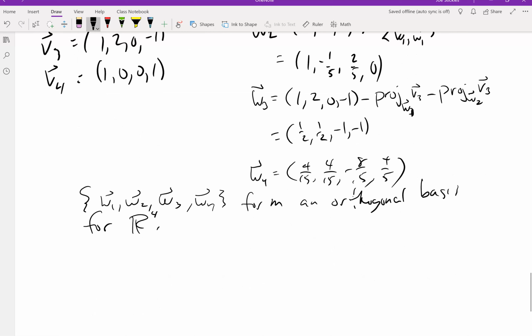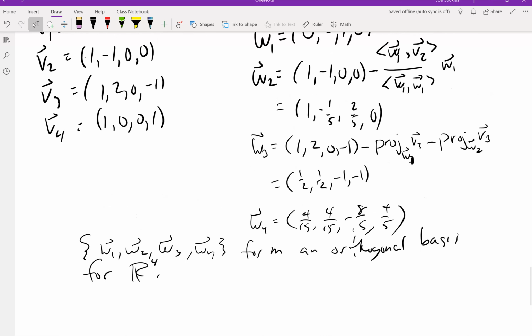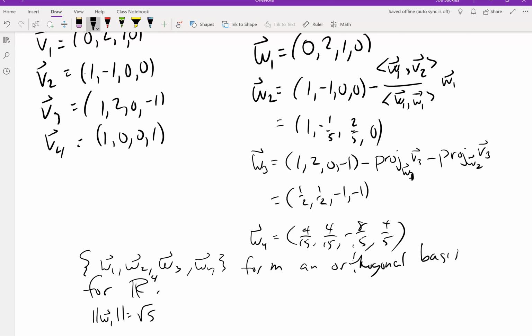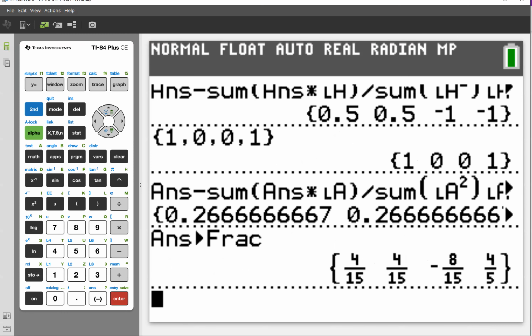All right, so we have an orthogonal basis, but not quite orthonormal. The orthonormal part is to divide by their magnitudes. Well, we see pretty easily that the magnitude of W1 is equal to the square root of 5. I would take the 2 squared plus the 1 squared, and the other ones are 0, and take the square root. I can do this on the calculator as well.